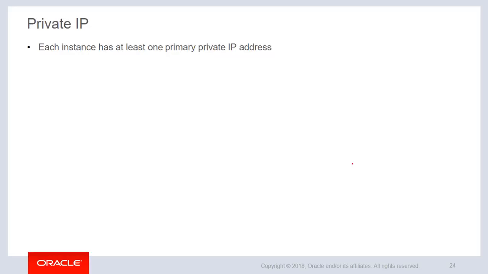So every instance has at least one primary private IP address. It has to have; when you create an instance within a subnet, it gets at least one primary private IP address. Now the primary private IP can have an optional public IP address assigned to it. In cases where there is a private subnet, there is no public IP. In cases where there is a public subnet, you have private plus public.